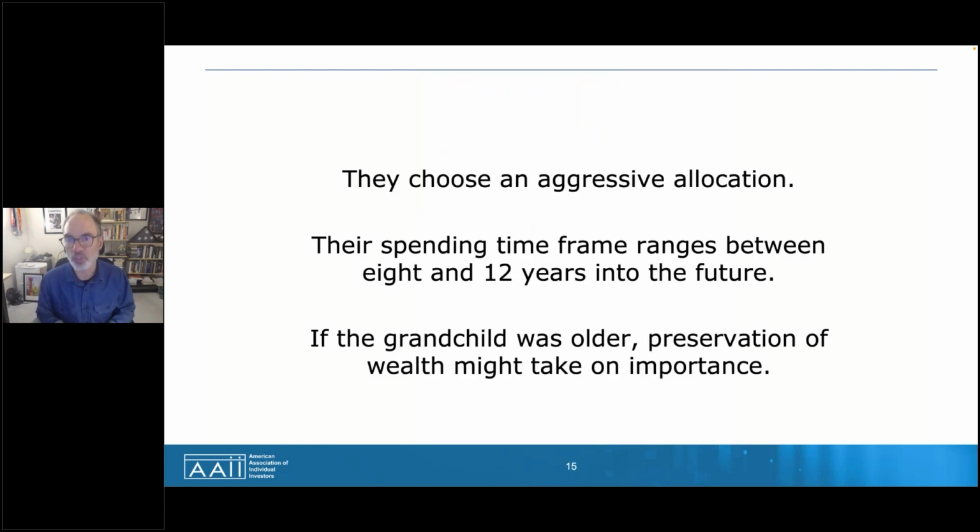Now, as we said, Bob and Jane chose an aggressive allocation. One thing I will say is that if the first grandchild were older, say a senior in high school, and the younger grandchild were perhaps heading towards high school, they may need to think about a more conservative allocation because the spending horizon is that much closer. So again, time to when you need to spend and the period over which you need to spend has an influence on your allocation, and that's driven by the timing of your goals.